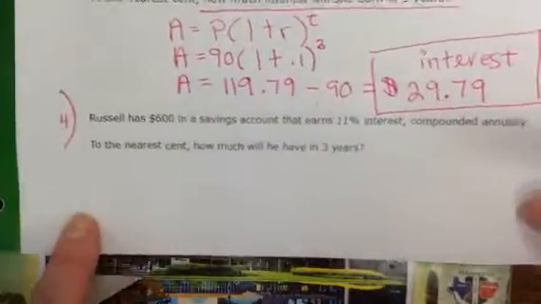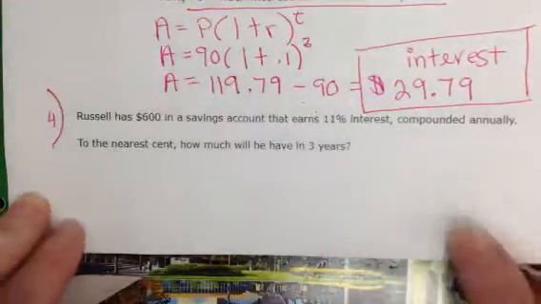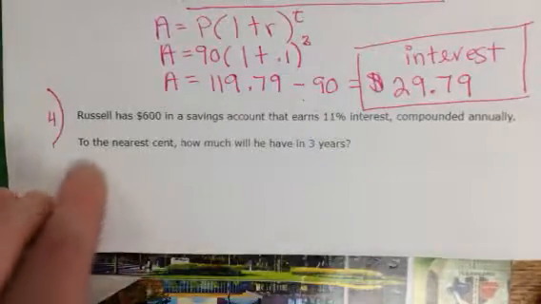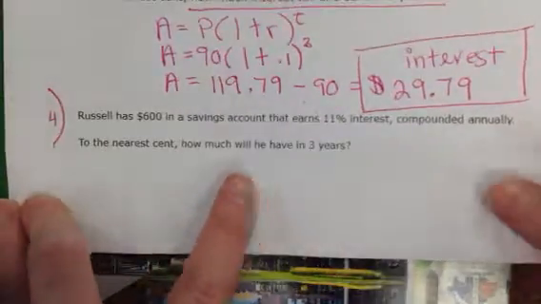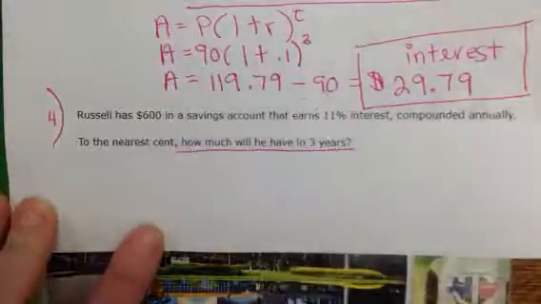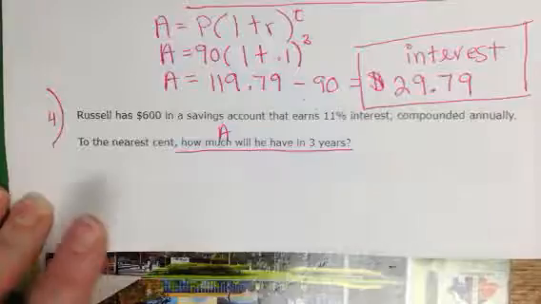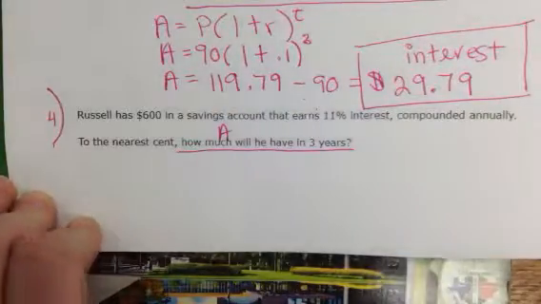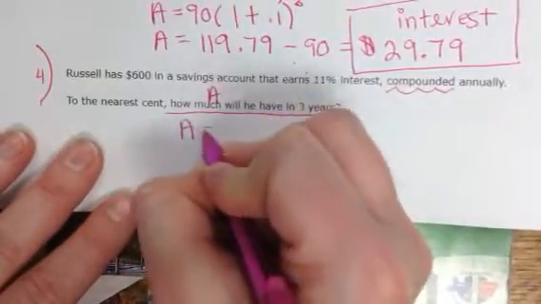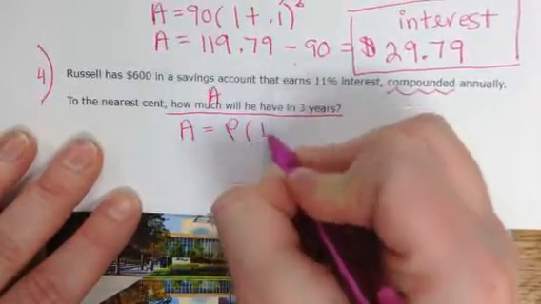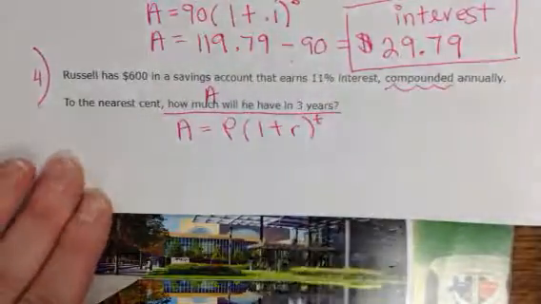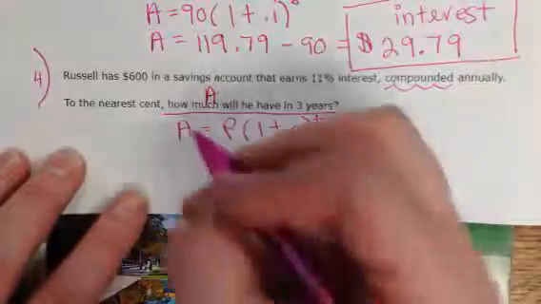Okay, number 4. Russell has $600 in his savings account that earns 11% interest compounded annually. To the nearest cent, how much will he have in 3 years? Underline the question. They want all of it. That will be A, the total amount. They did tell me it's compound, so I'm going to write the formula. Make sure T is an exponent. Then I'm going to go grab numbers.